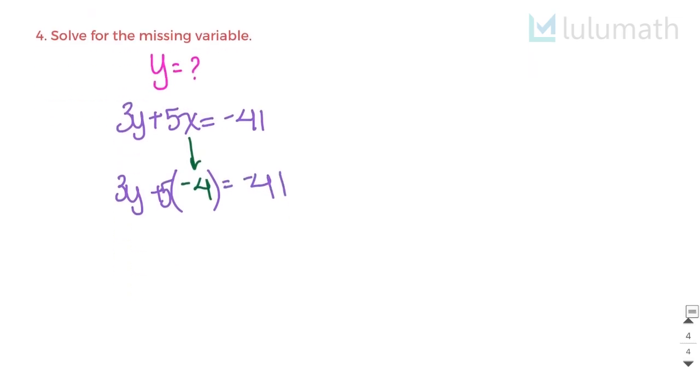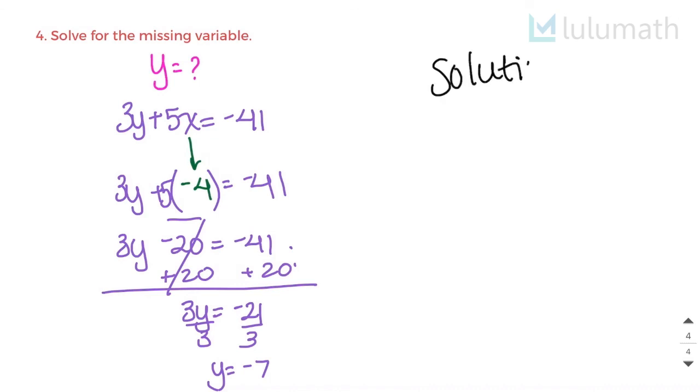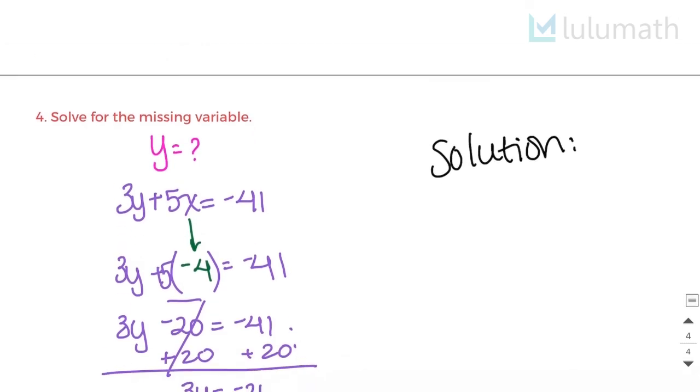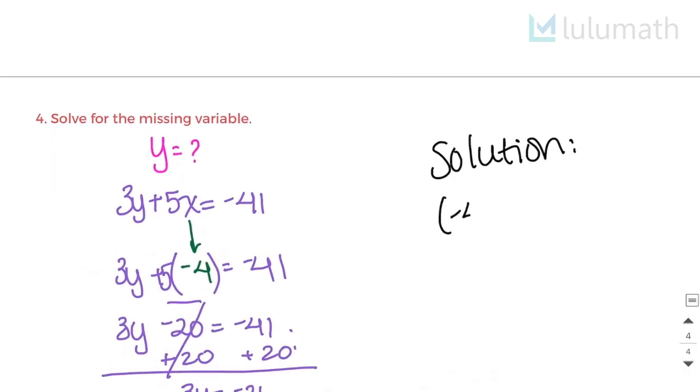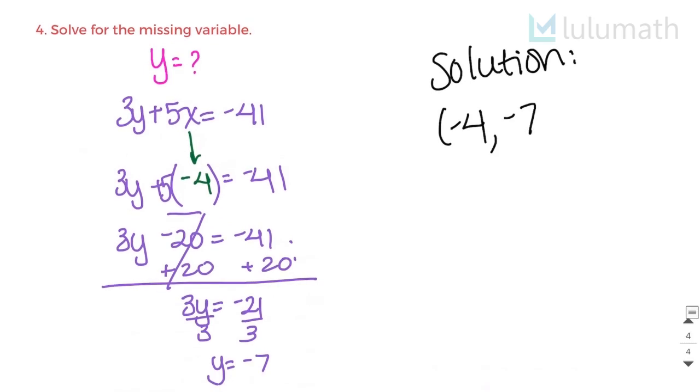So I end up getting 5 times negative 4 is negative 20. So I get 3y minus 20 equals negative 41. I'm going to add the 20 to both sides. The negative 20 and the positive 20 cancel. So I get 3y equals negative 41 plus 20, which is equal to negative 21. Divide both sides by 3, and I end up getting y equals negative 7. So that means that my solution to this system is going to be x equals negative 4, and y equals negative 7. So it'll be negative 4 and negative 7.